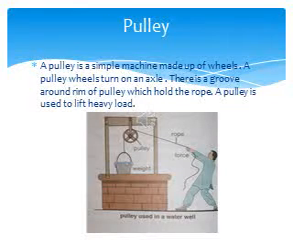A pulley. A pulley is a simple machine made up of a wheel. A pulley wheel turns on an axle. There is a groove around the rim of the pulley which holds the rope. A pulley is used for lifting heavy loads. One end of the rope is attached to the object to be lifted and effort is applied on the free end.